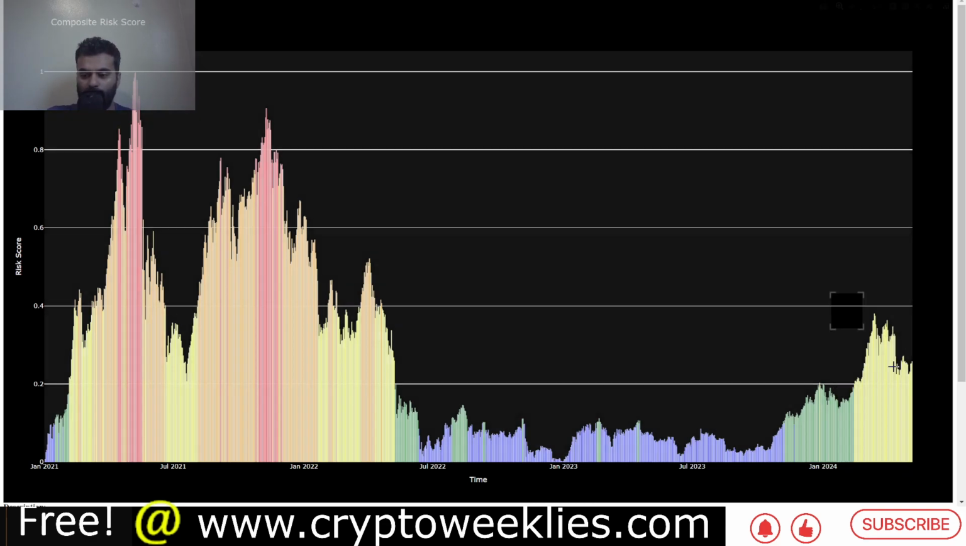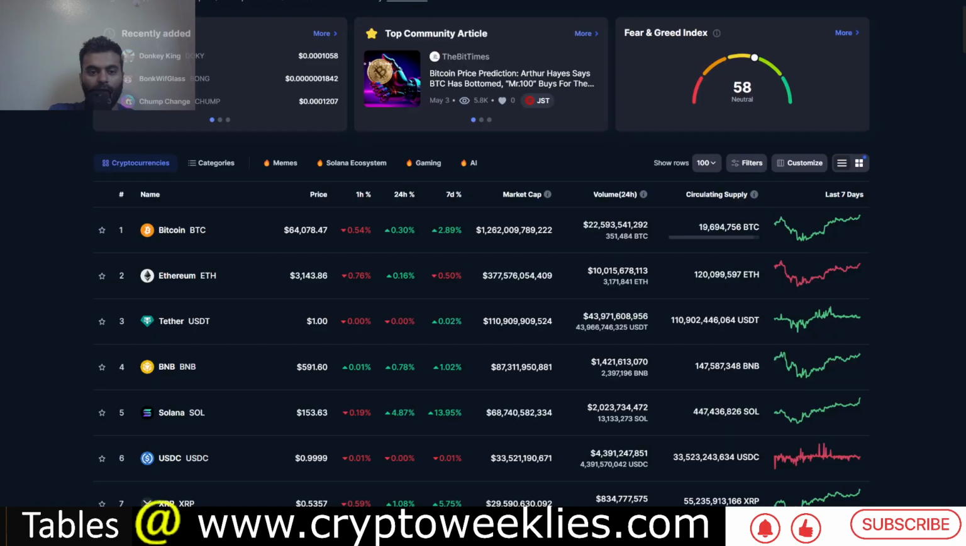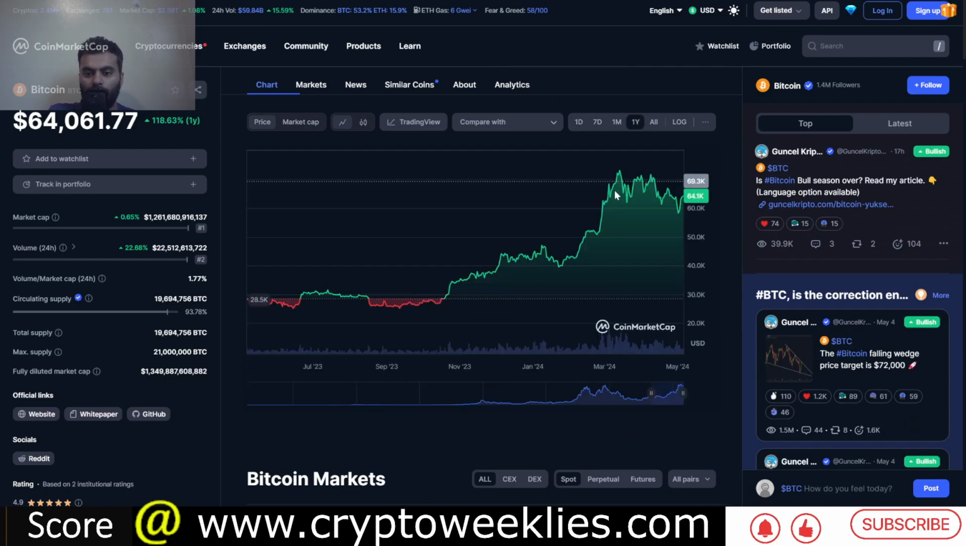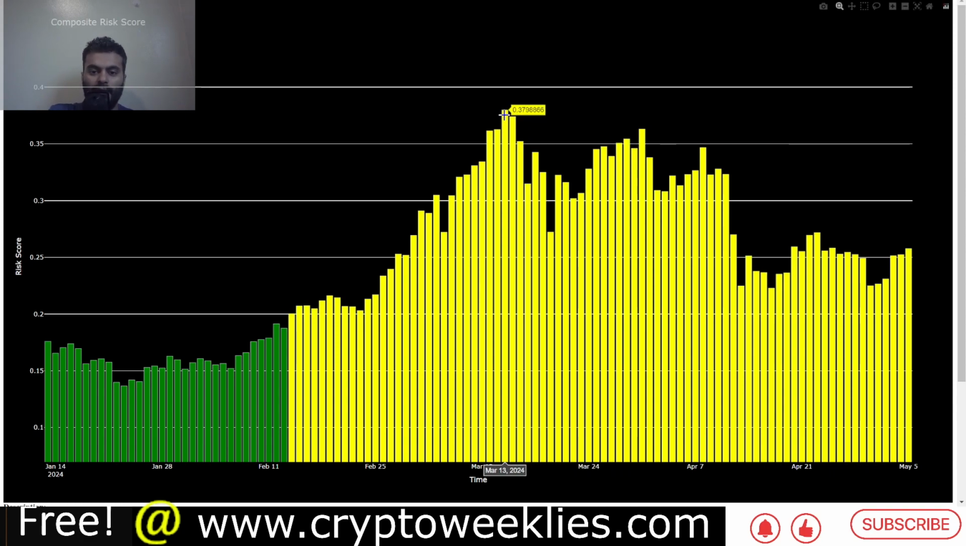But in the territory that we are in right now, you can see March 13th of 2024, the risk score was slightly under the 0.4 risk band, at around 0.38. And if you compare Bitcoin's price at that point in time, you can see over here, on March 13th the price for BTC was at its all-time high of around $73,000. At that point in time the risk level was at around 0.38.